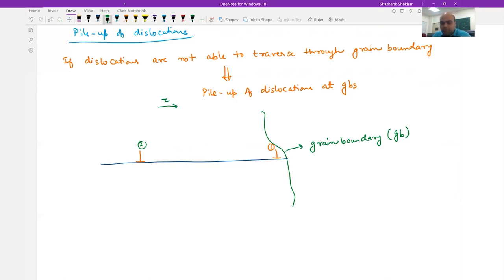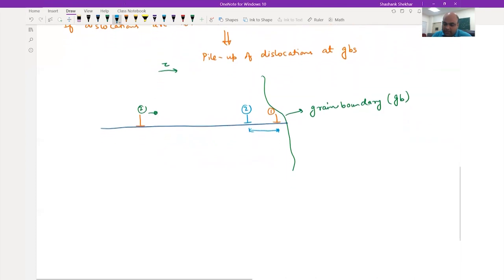So the first dislocation is already at the grain boundary. Now the second dislocation is moving along this direction. As soon as it reaches the first dislocation, the first dislocation is going to repel the second dislocation, right? The second dislocation will now be at equilibrium due to the applied stress and the stress due to dislocation number one. So they are going to maintain a certain distance here.